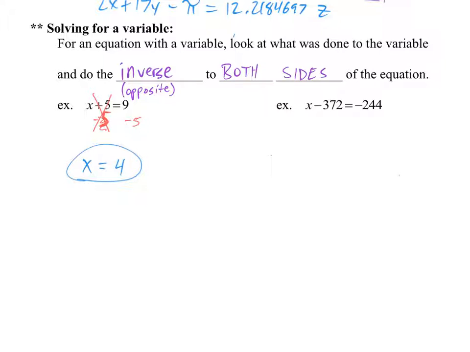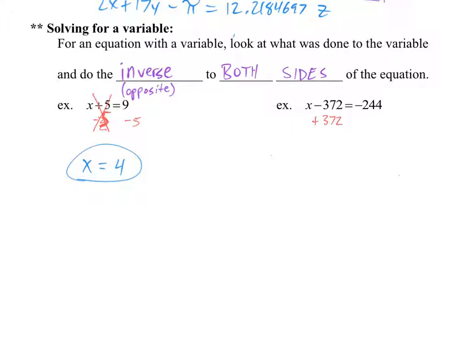Because to keep it equal, if I subtract 5 from one side, making the balance 5 lighter on this side, I have to subtract 5 from the other side to keep it equal again. So if we do that for this next one, we had this x value. They subtracted 372, right? Look what was done to x. They subtracted 372. What's the inverse of subtracting 372? Adding it. Perfect. So then we'll add 372.